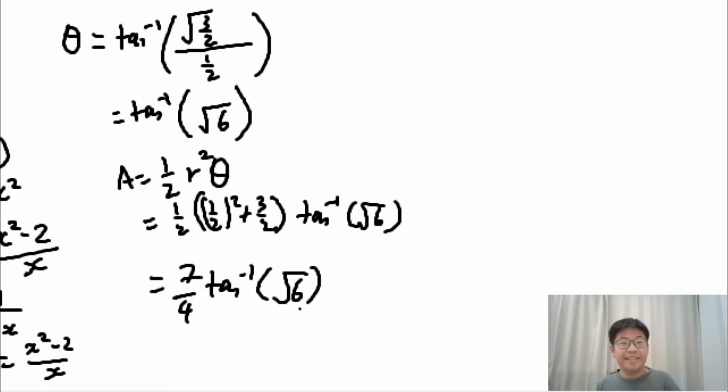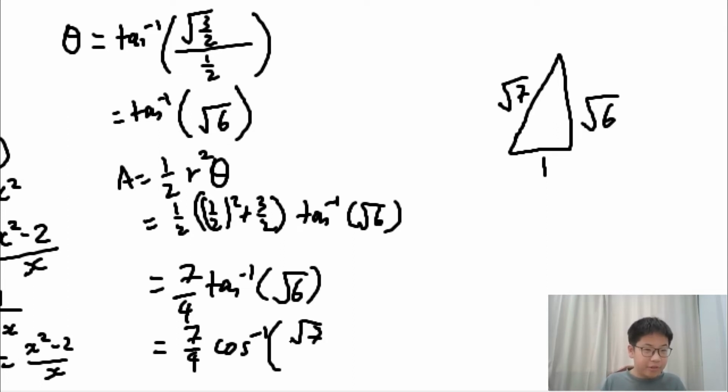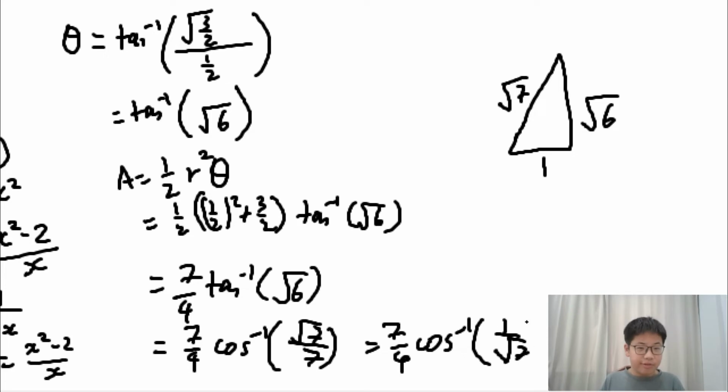Now we're going to convert the tangent inverse to cosine inverse. So tangent inverse square root of 6 basically means this is square root of 6, this is 1, and this is the square root of 7 by Pythagoras. And this is 7 over 4 cos inverse the square root of 7 over 7. Again, I like my denominators rationalized, or you could write it as 7 over 4 cos inverse 1 over the square root of 7.